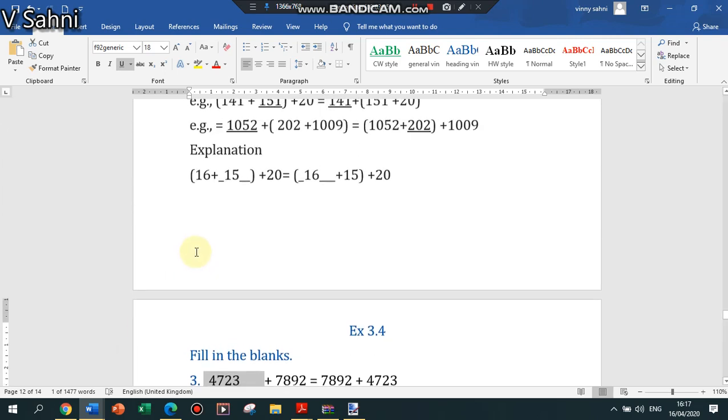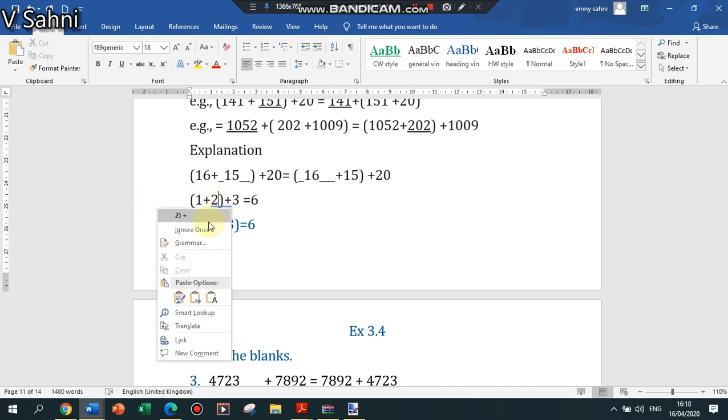For example, if I have 1 plus 2 plus 3, first I am going to do 1 plus 2 in my mind, and then I will add 3. 1 plus 2 is 3, 3 plus 3 is 6. But some of the children will say, ma'am, why can't we do it like this? Just see here. First I will do 2 plus 3. What is 2 plus 3? It is 5, and 5 plus 1 is also 6. So if there are three numbers or more than three numbers, you can group them in any way. This is called the grouping property.